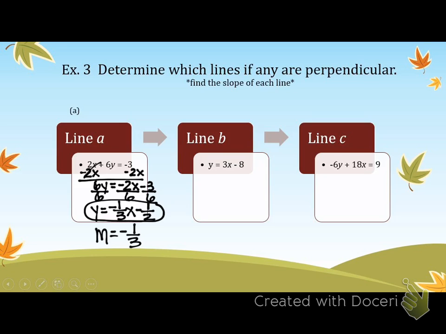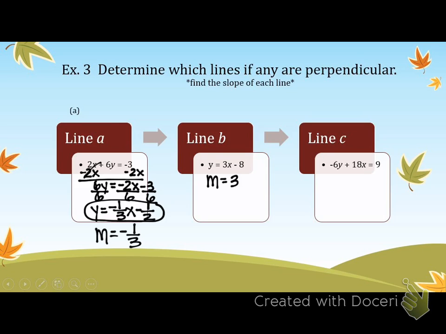All right, let's look at line B. Noah, is line B in the correct form for us to be able to find the slope? Yes. So what is our slope, Noah, for this line? 3. Again, y equals mx plus b. m is our slope, and that's the coefficient of x.